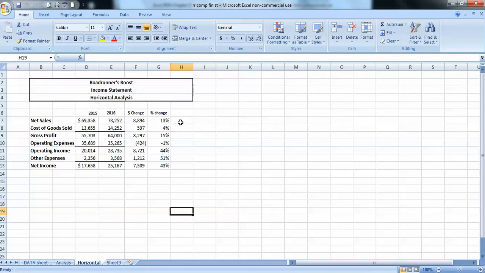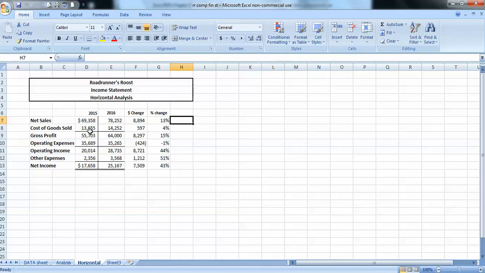This is important in order to break it down because simply looking at the dollar amount, we're looking again to some extent at dollar value bias, we can't really tell what that percentage of change was. Is that 8,000 a decent amount of change or wasn't it? Because 8,000 may not seem like a lot of money, but when divided into the 69,358, we see that's a 13% increase, which would be a pretty decent amount of an increase.